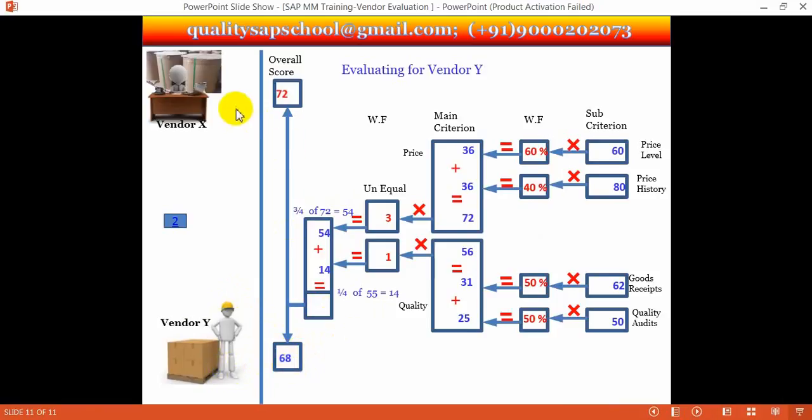So now this vendor has 72 marks and this vendor has 68. Who will be number 1? Number 1 will be vendor X. So the system automatically ranks these vendors with number 1 and number 2 according to the sorting rule, the overall scoring factor sorting rule. This is the way the system assigns the overall scores and gives the ranking.